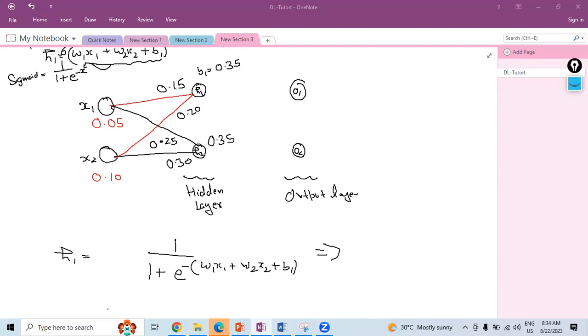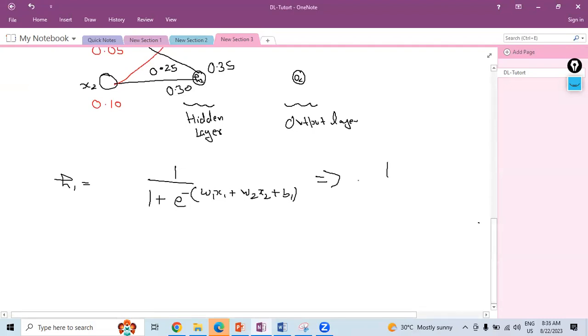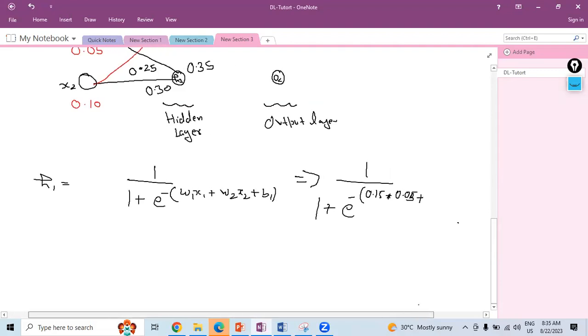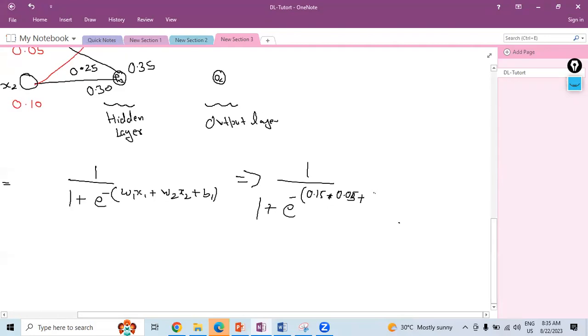Okay, so for the learners who are not able to do these things, let me show the calculation, and then again we have to do these things for H2. I'm showing the formula here. It will become 1 plus e to power minus (0.15 into 0.05, W1 x1, plus 0.2, my weight W2, into x2 which is 0.1, plus my bias 0.35), and these things will come around 0.377.